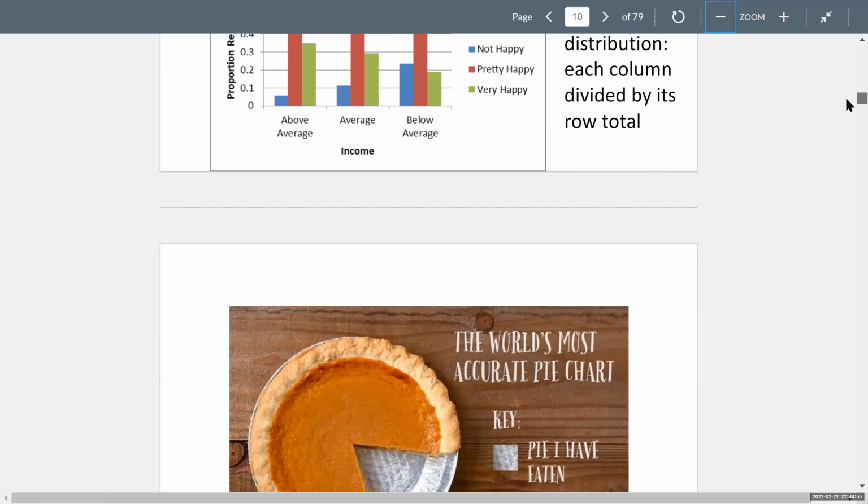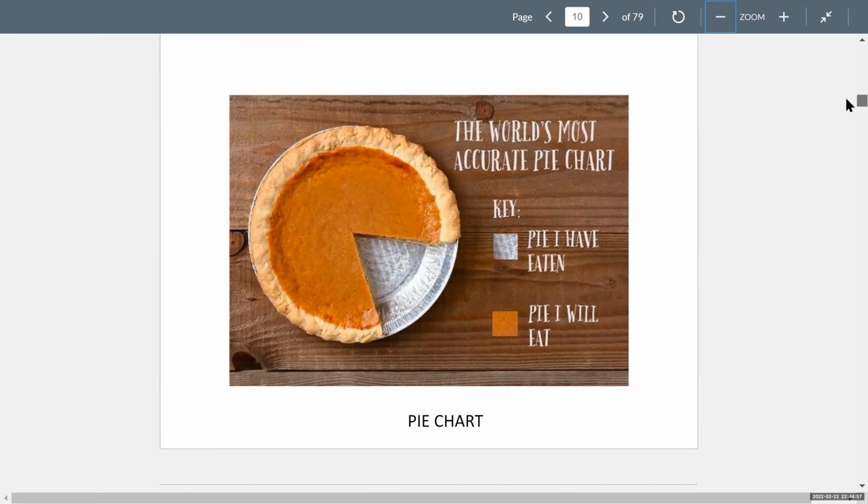All right, so those are bar charts. The same type of data we can actually use to make a very similar graph that shows proportions, called a pie chart. I love this picture, the world's most accurate pie chart. Pie I have eaten versus pie I haven't eaten or that I will eat. And our pie chart is going to just show 100% in a circle and then each proportion as a wedge taken out of it.